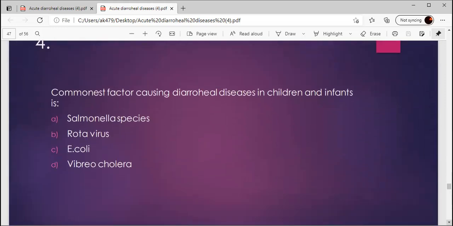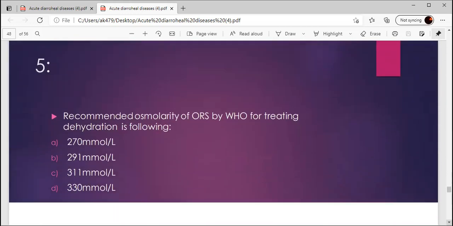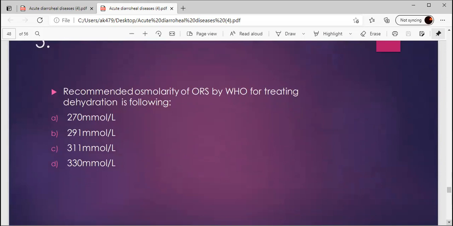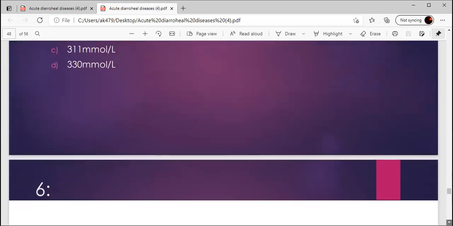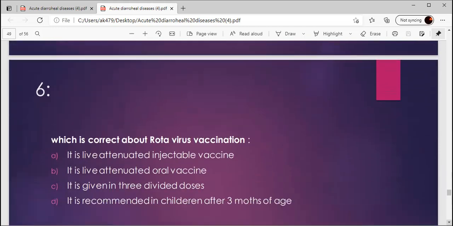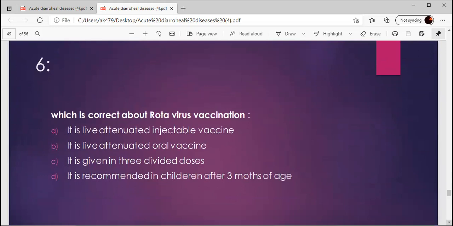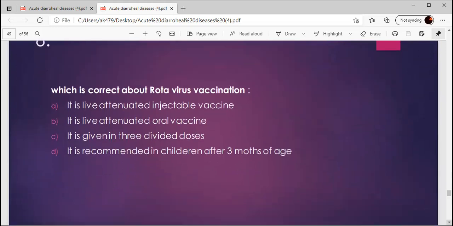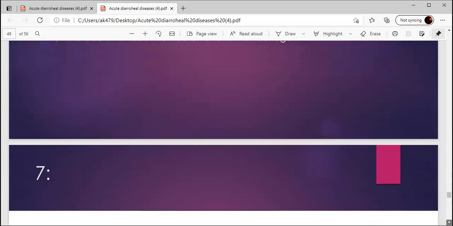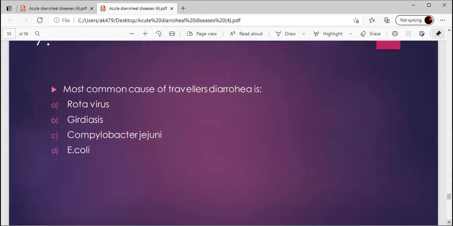The commonest factor causing diarrheal diseases in children and infants is. The recommended osmolarity of ORS by WHO for treating dehydration is. C. Which is correct about rotavirus vaccination? It is a live attenuated injectable vaccine. Most common cause of traveler's diarrhea is. E. coli is the right answer.